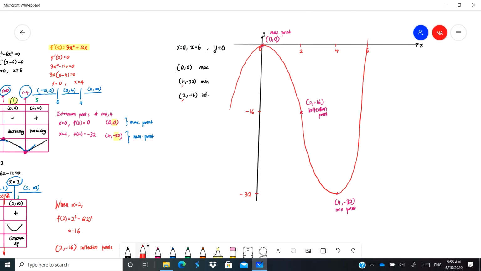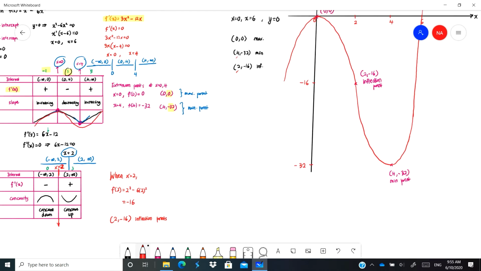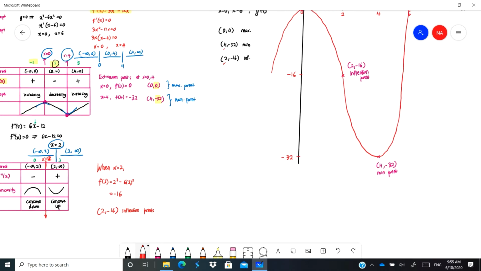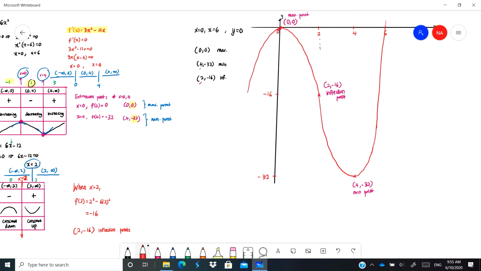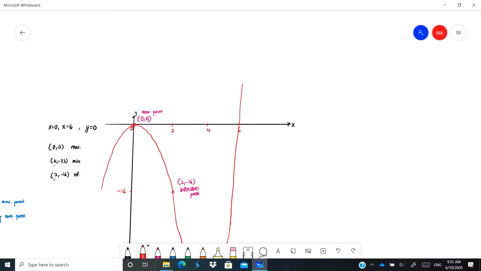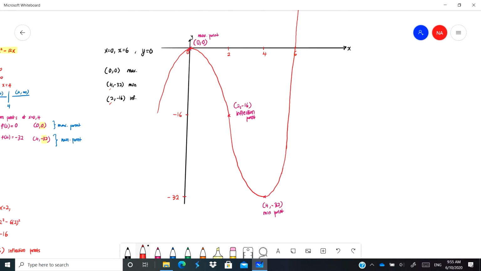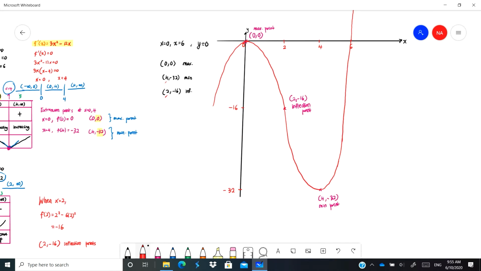If you look at your table, yes, we're gonna have something like this. Okay, that's true. And then we have concavity: concaving down from 0 up to 2. Yes, it's concaving down from 0 up to 2, but it starts to concave up from 2 up to infinity. And this is actually going up. So something like this. That would be nice when drawing this. So this is the cubic graph. If you want to draw an extension of this, okay.